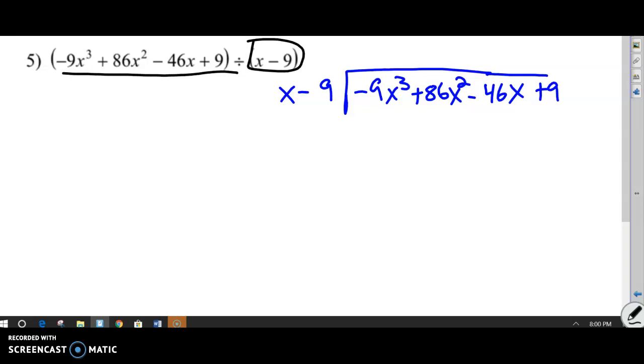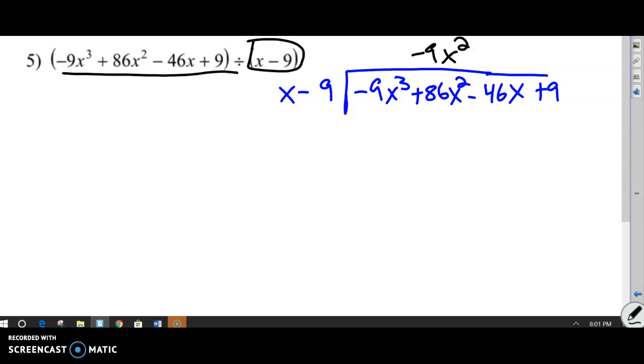So we want to know, what do we multiply x by to get negative 9x cubed? Well, when we just have an x without a coefficient, the coefficient is 1. So we're going to take 1 times negative 9 to get the negative 9. Now to get from x to x cubed, we're going to multiply by an x squared. So we are going to take negative 9x squared. Now, just for position-wise, to make it easier in some cases, I am going to put the x squared in the place value of where my other x squared is. So I'm putting it above the 86x squared.